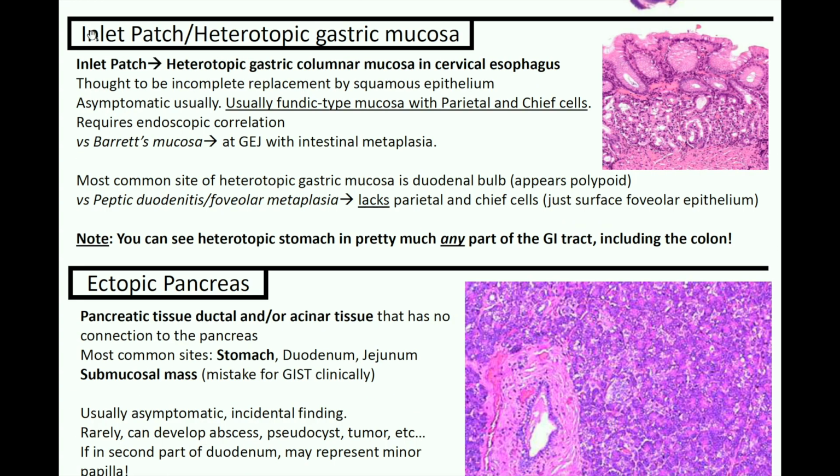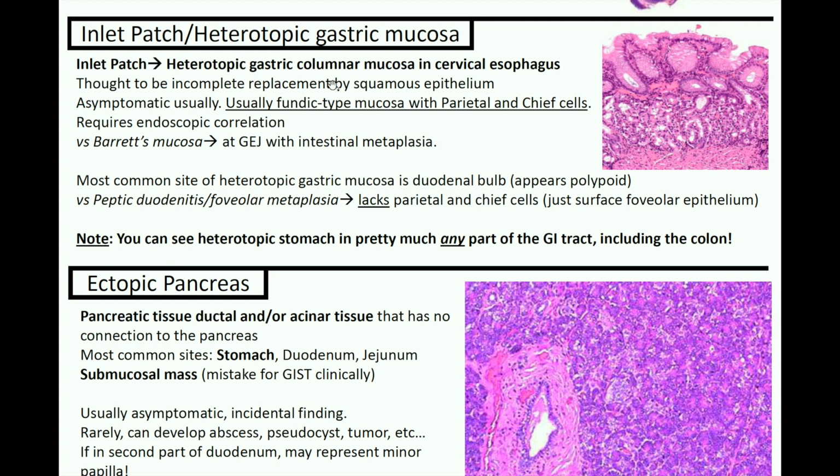All right, moving on, we've got inlet patch or heterotopic gastric mucosa. An inlet patch, or heterotopic gastric columnar mucosa in the cervical esophagus, is thought to be incomplete replacement by squamous epithelium. It's usually asymptomatic and usually fundic type mucosa with parietal and chief cells. It requires endoscopic correlation, and versus Barrett's mucosa may be on a differential if at the gastroesophageal junction with intestinal metaplasia.